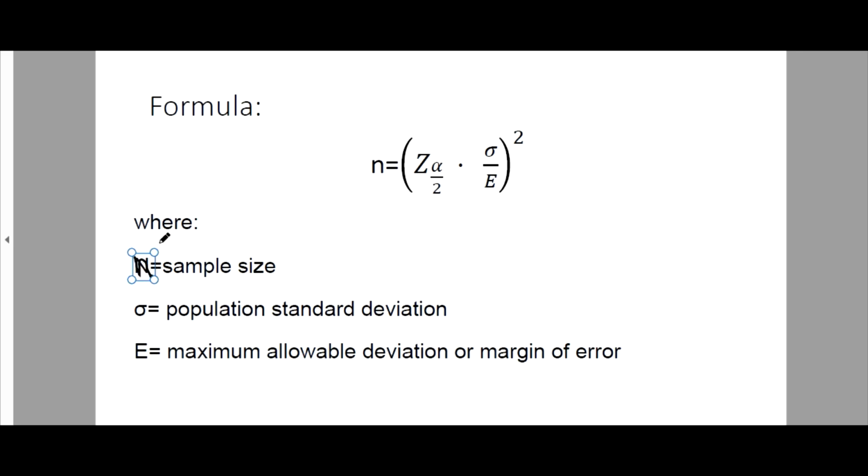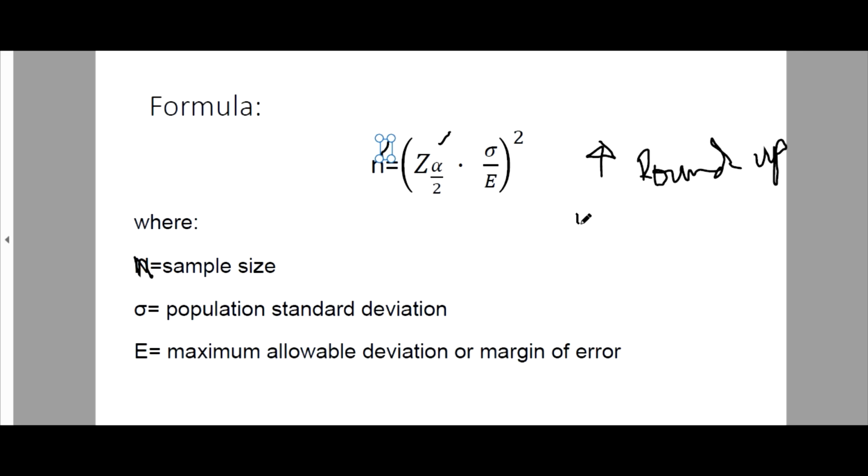Our n is our sample size. Then we have the z-score, z sub alpha over 2, times the population standard deviation divided by the margin of error. And then all of this will be raised to 2. And then of course, our final answer should always be rounded up. Okay, so round up to the next integer.